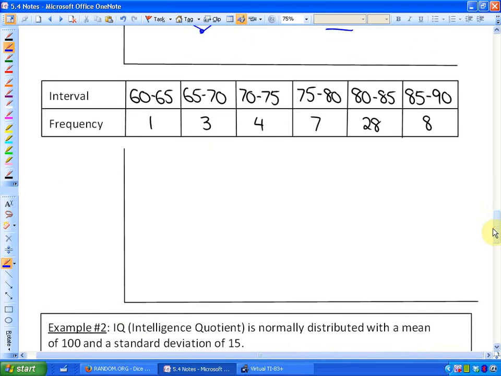And this last one says, if we have these frequencies, the first interval has a frequency of 1, which is low, and then 3, 4, 7, 28, and 8 would look roughly like this. Although this goes up, up, up, up, and then down, so it sort of has a bell-like shape, it does not appear symmetrical whatsoever. So the answer would be no, it's not normally distributed. That's an introduction to things that would appear to be normally distributed.